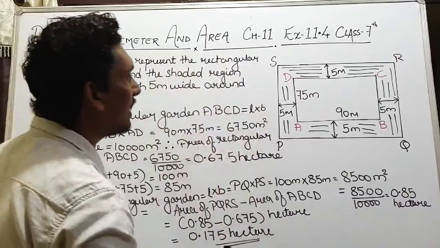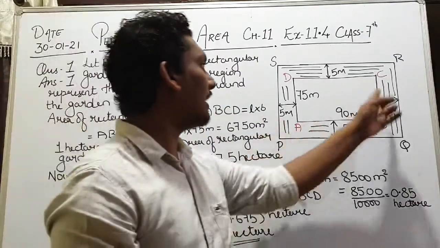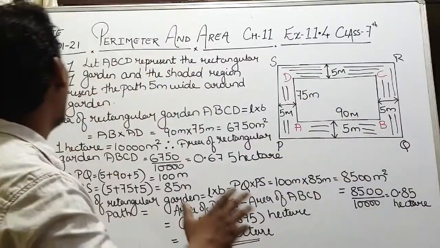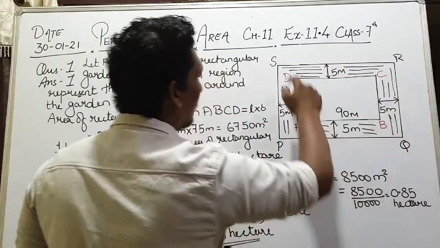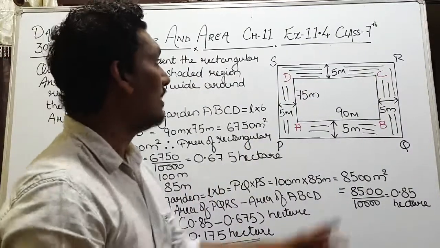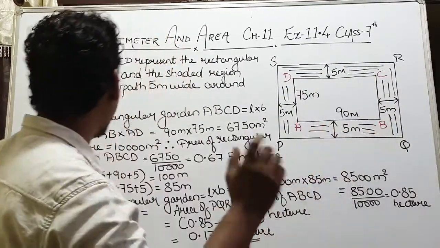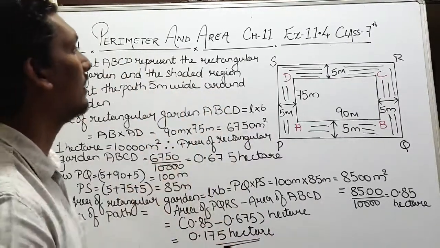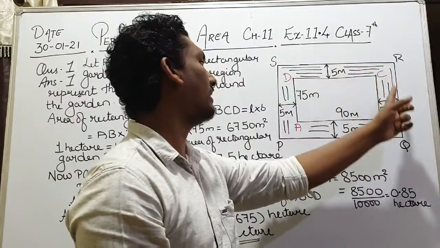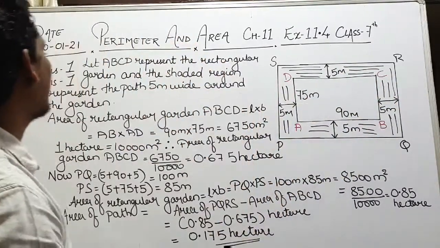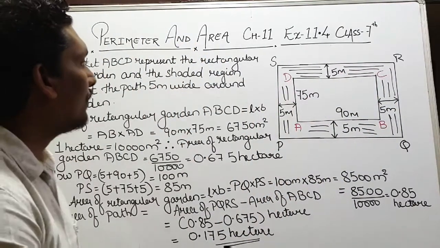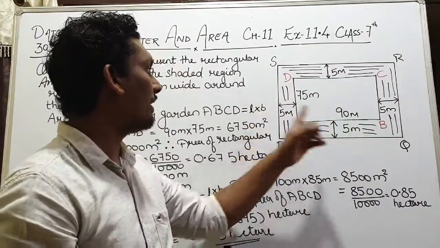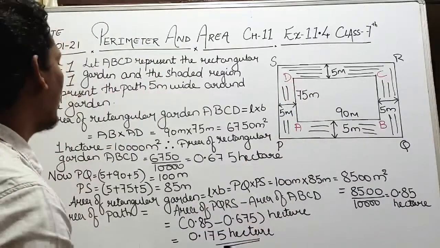Let ABCD represent the rectangular garden. So this is the ABCD garden whose length is 90 meter and breadth is 75 meter. And this is the shaded portion, as I have drawn the line. The shaded portion represents the path 5 meter wide around the garden. Okay, this 5 meter is on this side, this side, this side and this side. Right. So first we will find the area of the rectangular garden, that is ABCD. So the formula is length into breadth. So 90 into 75 we have to do.